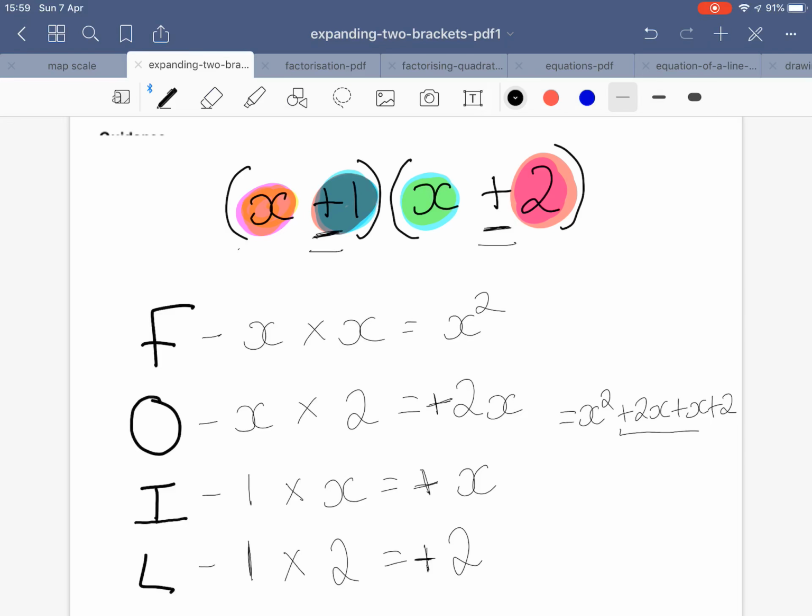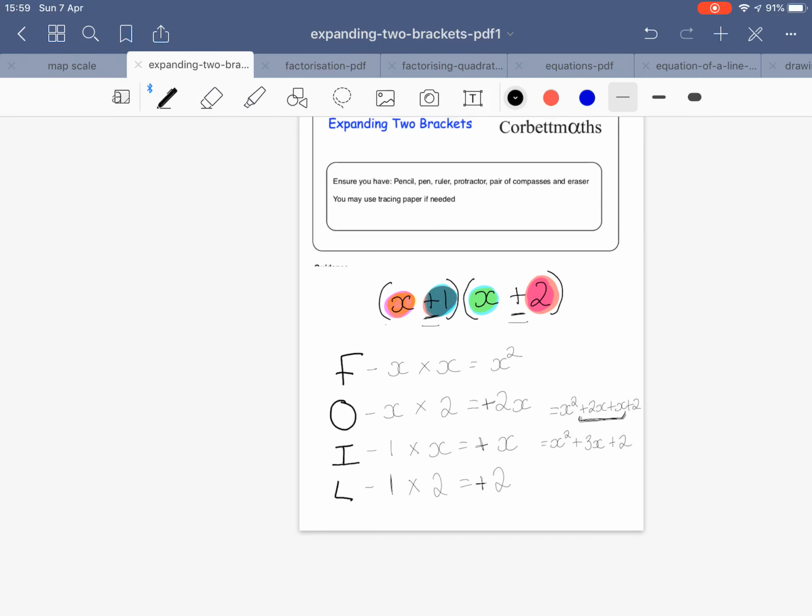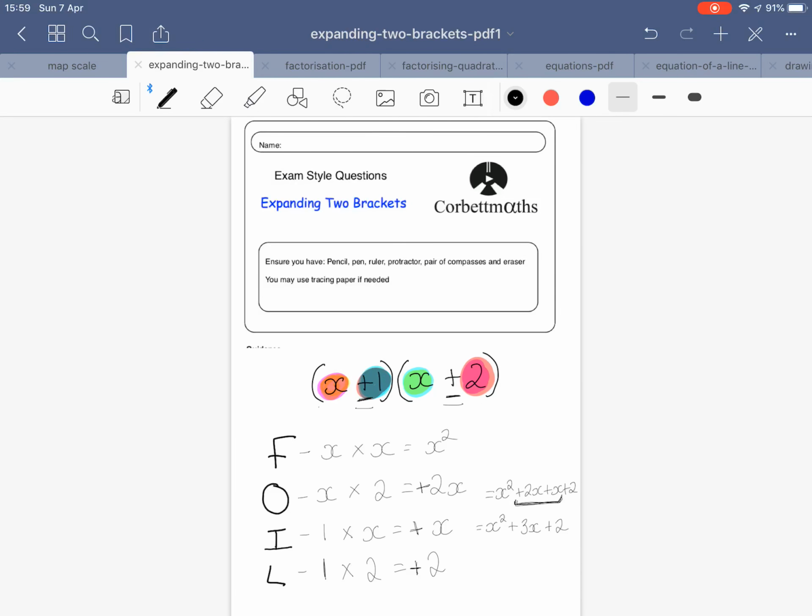The bit you now simplify is your x's, not your x squared, because that's a different term to the x's. So the x squared stays the same, but 2x plus x is 3x, and I've got plus 2. So that's how you expand a double bracket using the FOIL method. So let's have a go at some exam style questions.